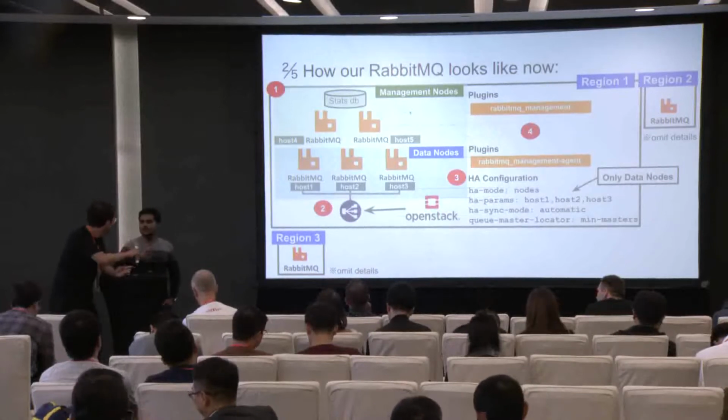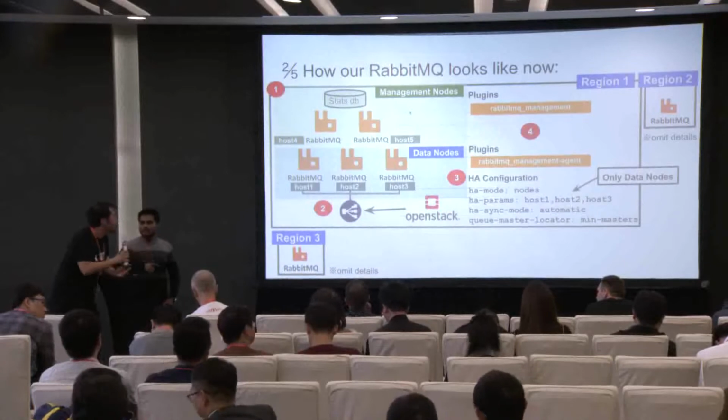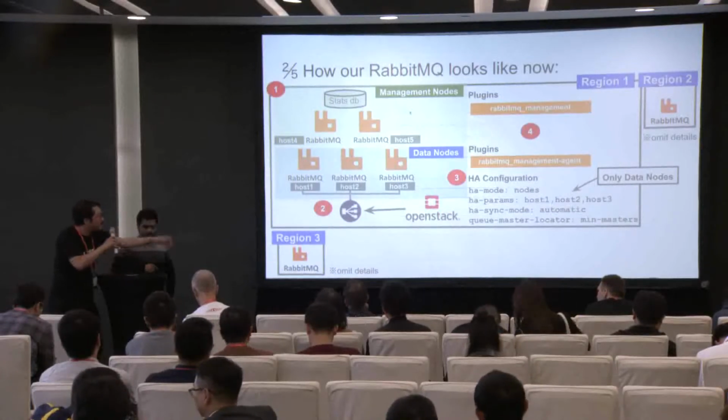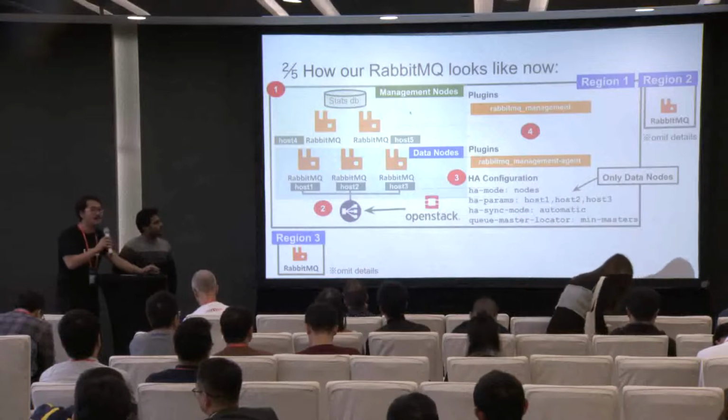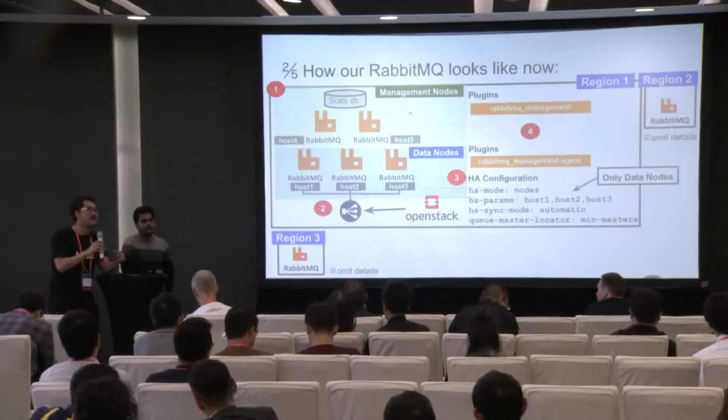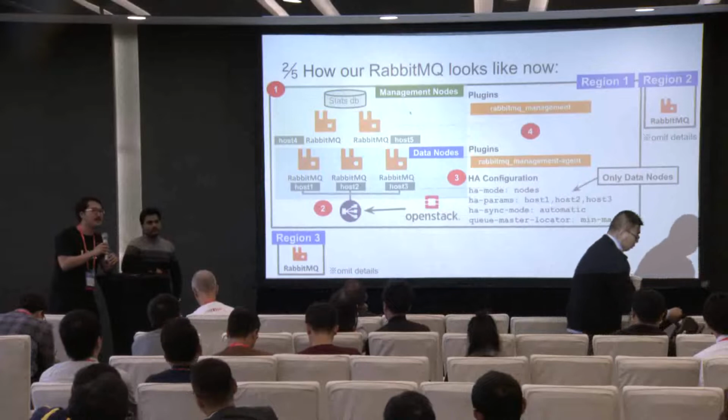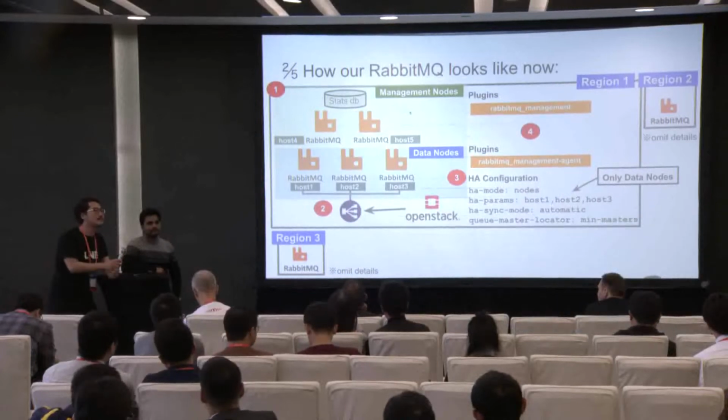Yeah. Thank you. We can make use of HA sync mode. Also, if you configure the HA sync mode as automatic, the queue synchronization will be done automatically by the RabbitMQ side. Yeah. Thank you.